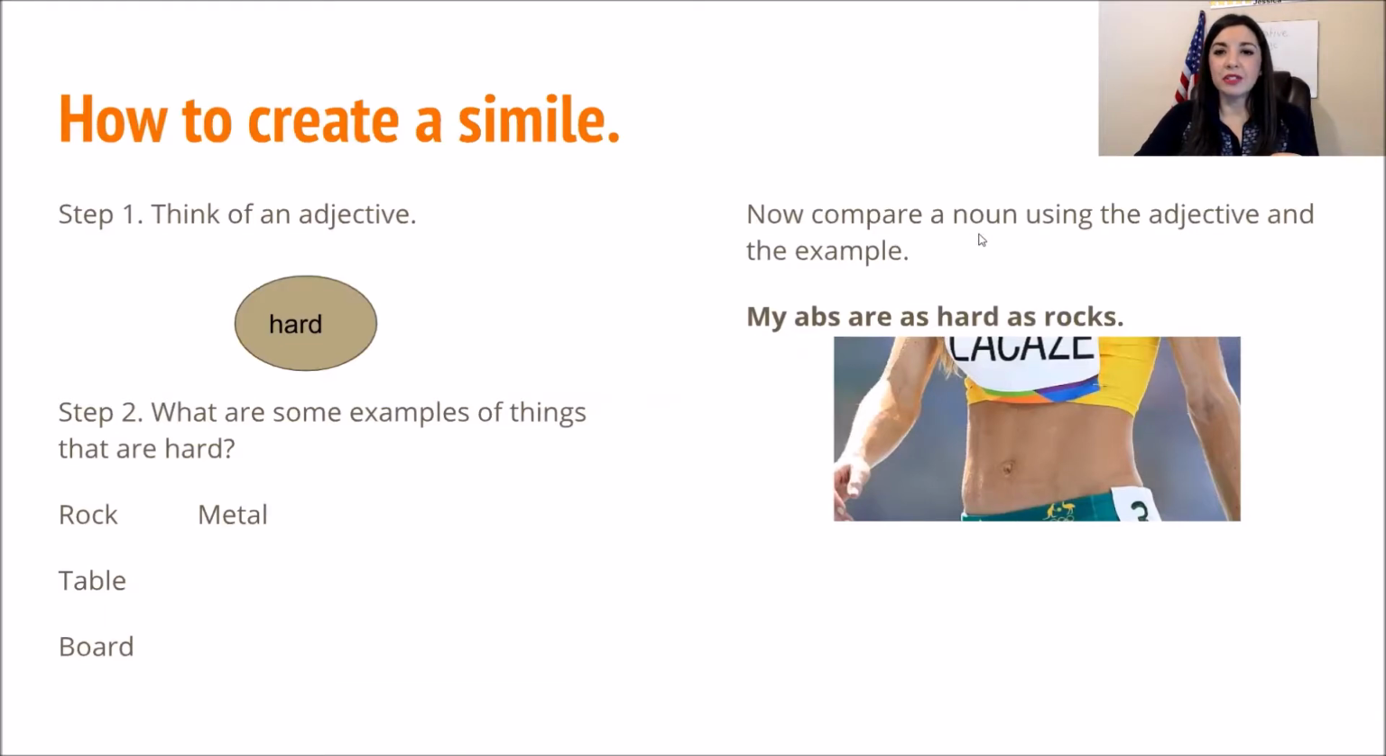Now, let's compare a noun. In this case, we'll talk about abs. Compare a noun using the adjective hard and another object. My abs are as hard as rocks. Okay, so clearly not too many people can use this simile with the idea of something being hard. Now you could also use hard in the other way, as in difficult, right? Finding this house was as hard as climbing a mountain. That's actually a better one.